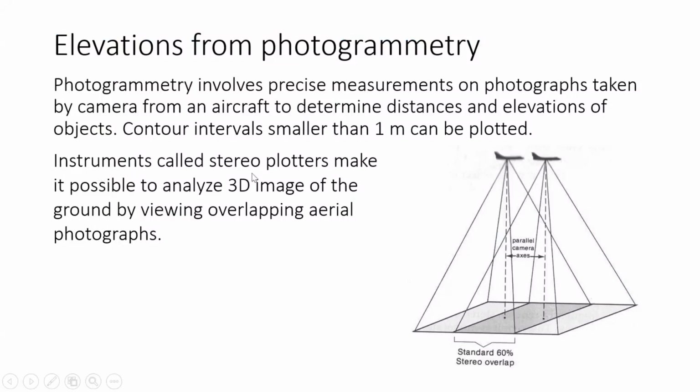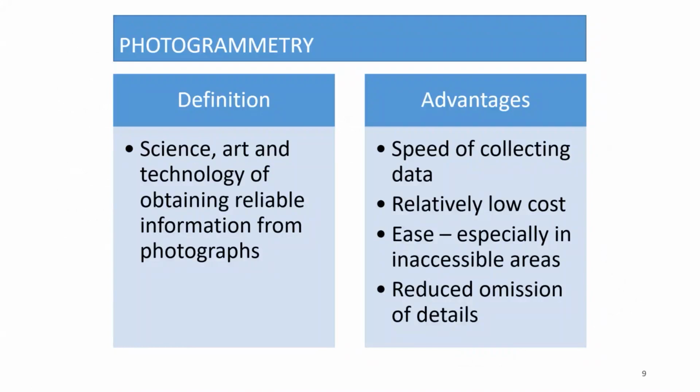In photogrammetry, these photographs are used with stereo plotters or other instruments for extracting such information. By definition, photogrammetry is a science, art, and technology of obtaining reliable information. Reliable information is the required information from the photographs. It is an art of acquiring the required information from the photographs.